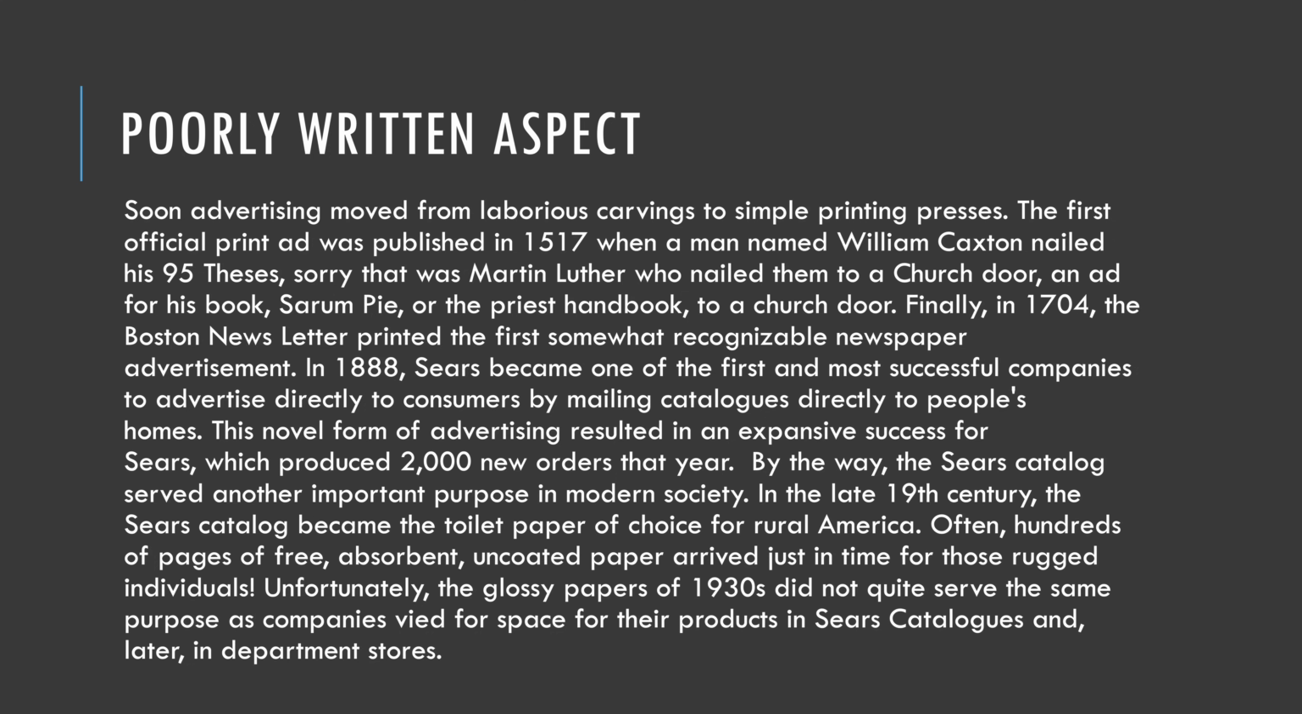In 1888, Sears became the first and most successful company to advertise directly to consumers by mailing catalogs directly to people's homes. This novel form of advertising resulted in an expansive success for Sears, which produced 2,000 new orders that year. By the way, the Sears catalog served another important purpose in modern society. In the late 19th century, the Sears catalog became the toilet paper choice for rural America. Often hundreds of pages of free, absorbent, uncoated paper arrived just in time for those rugged individuals. Unfortunately, the glossy papers of the 1930s did not quite serve the same purpose as companies vied for space for their products in Sears catalogs and later in department stores.